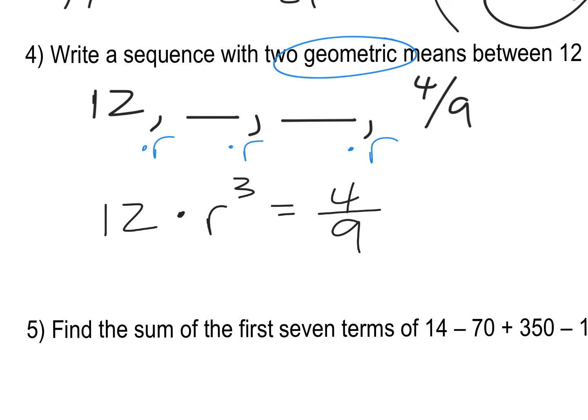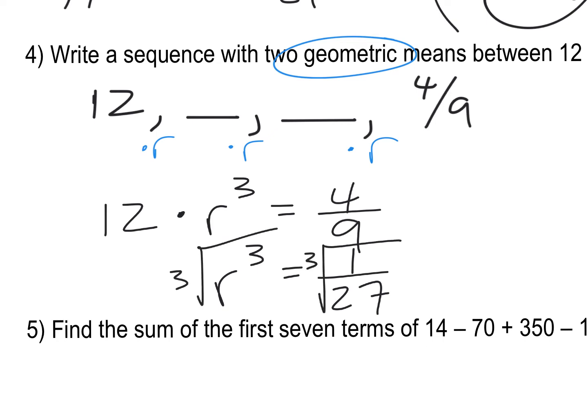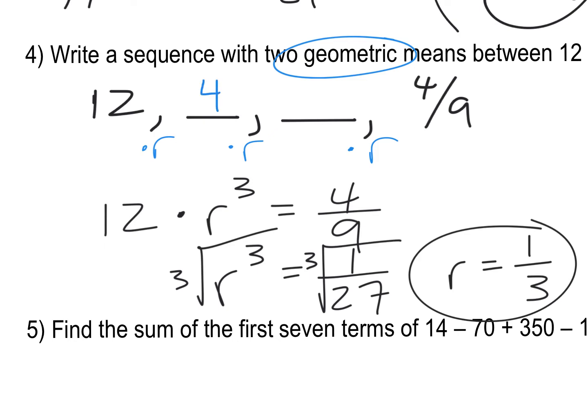So I can first divide both sides by 12. And that fraction is going to reduce when I divide by 12 and get 1 over 27. And then again, you cube root both sides. How do you cube root a fraction? You cube root the top and the bottom. You end up with r equals 1/3. Okay, and so now that I have my 1/3, I'm just literally going to take my 12 and multiply by 1/3. When I do that, I get 4. When I multiply that by 1/3, I get 4/3. And when I multiply it by 1/3 again, I end up with 4/9. So I nailed it.